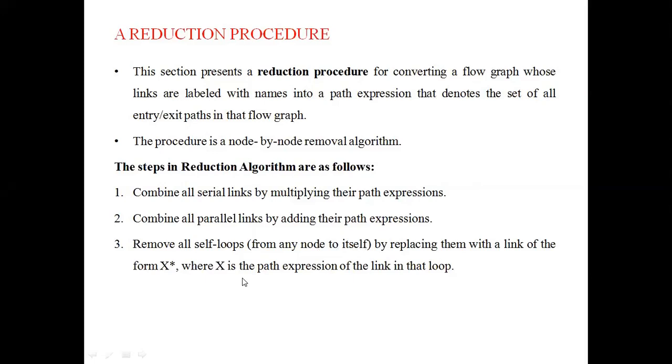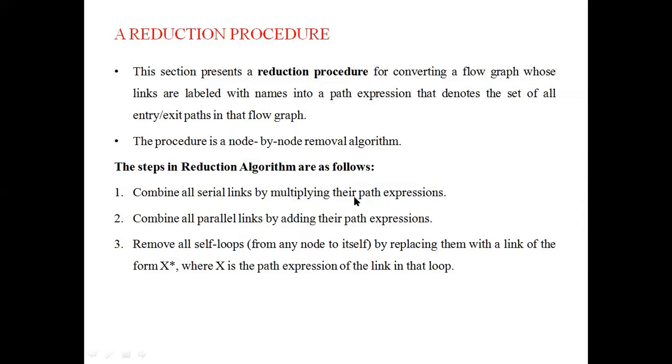That has to be done repeatedly, and it is to be represented with the power star. For example, x is a self loop, so it has to be replaced by x star, where x is the path expression of the link in that loop. Serial links have to be multiplied, parallel links have to be added. When it is a self loop, it has to be represented with the star. So these are the 3 points. First, while you are going through the reduction process, these 3 points have to be in your mind.